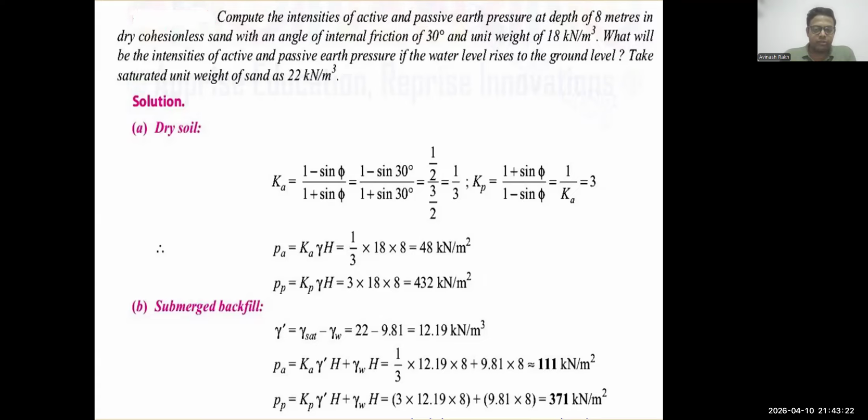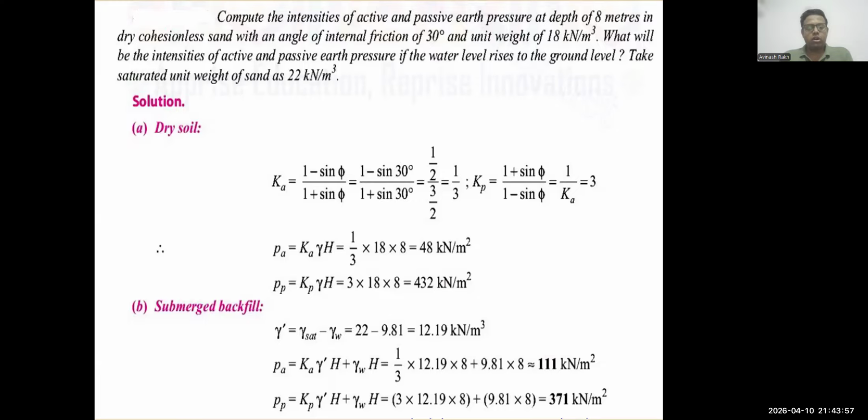After that, for the intensity of passive earth pressure, Pp equals Kp gamma dash H plus gamma W into H, where Kp is the coefficient in the passive condition, gamma dash is the unit weight in the submerged condition, H is the height, and gamma W is the unit weight of water in the MKS system. So Pp equals 3 into 12.19 into 8 plus 9.81 into 8. So we get the answer as 371 kN per meter square.